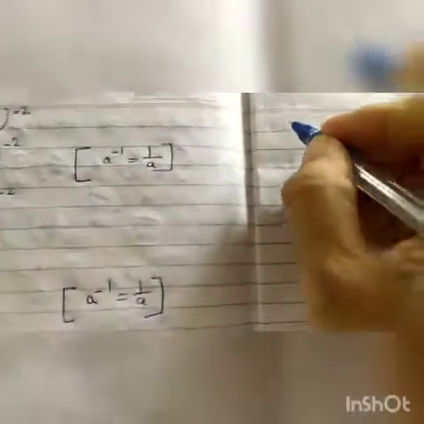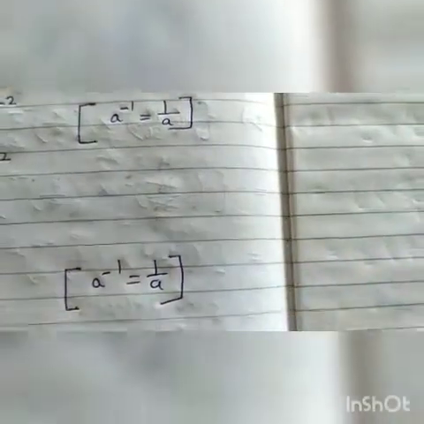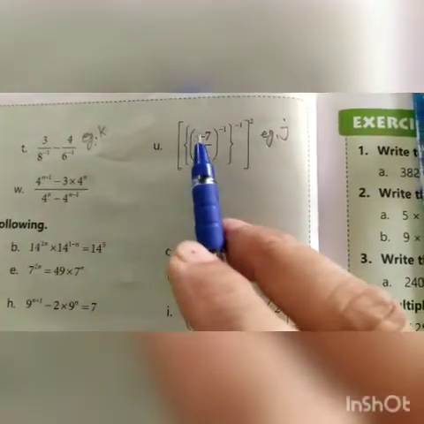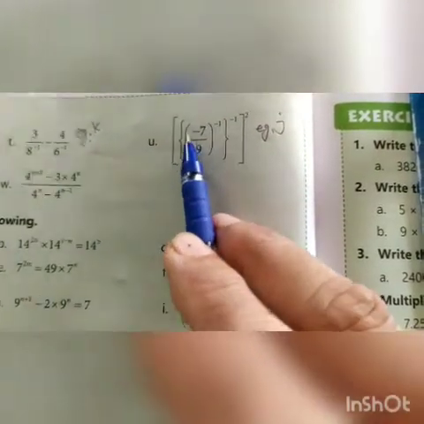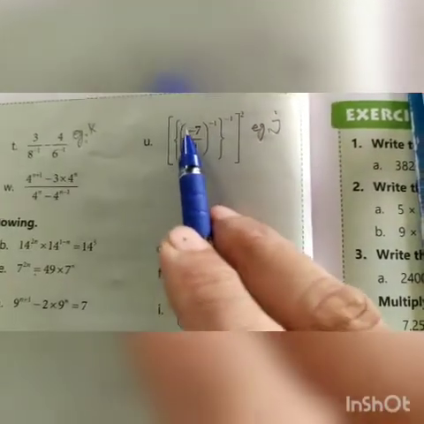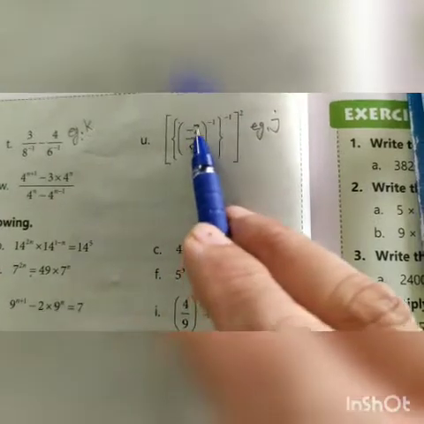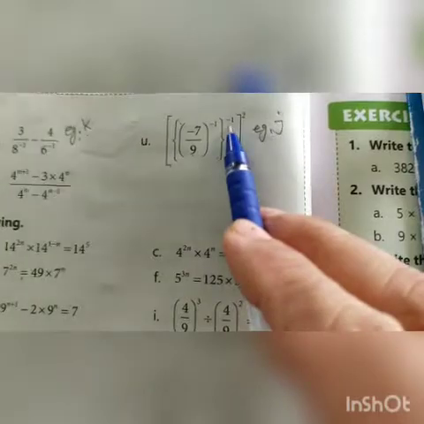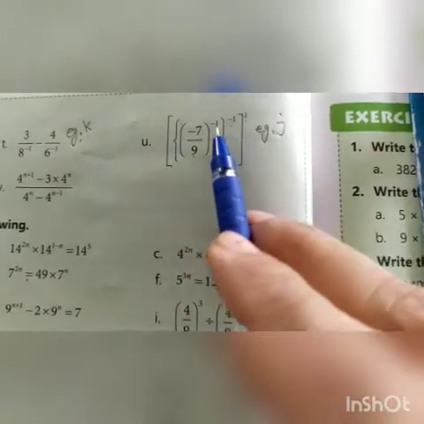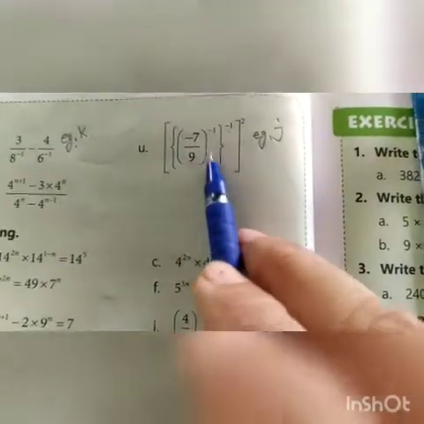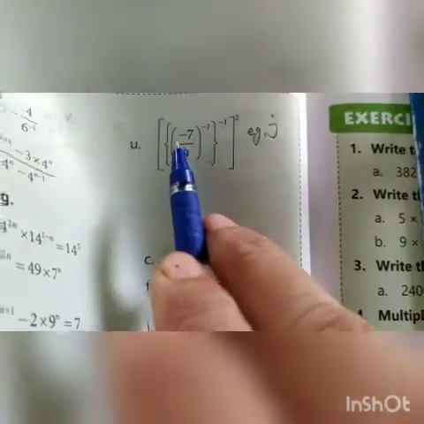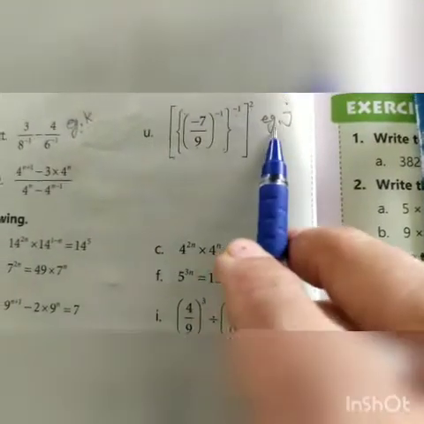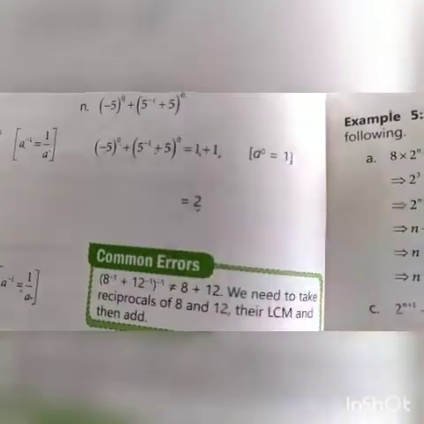Now come to question number U. Its U part is rectangle bracket, then flower bracket or curly bracket, then round bracket, minus 7 upon 9 power minus 1, then again power minus 1, then whole power 2. It means here in this question a single rational number carries 3 powers. We will do it with the example of J.